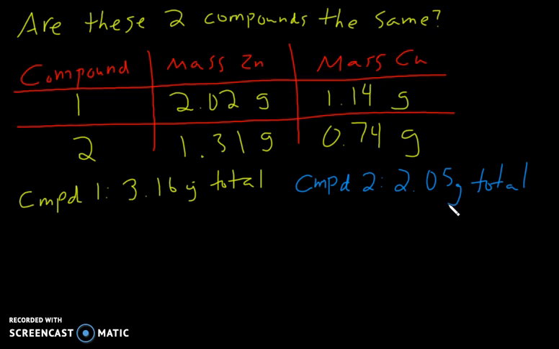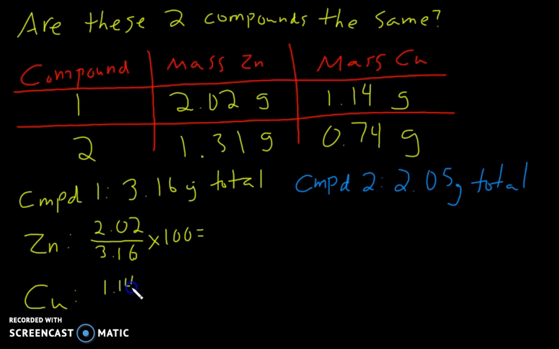So, let's go ahead and do compound 1 first. So to do the percent composition of zinc, we do our 2.02 grams divided by 3.16 and times 100. That's how we find percent composition. And for our copper, we do the same. Do 1.14 divided by 3.16. We times by 100. And that'll give us our percent composition.